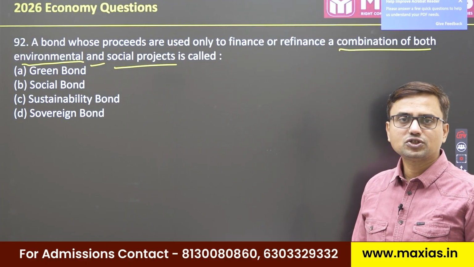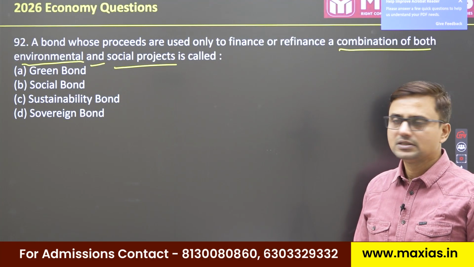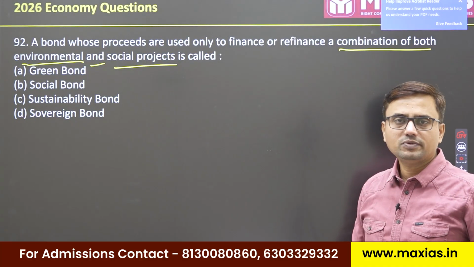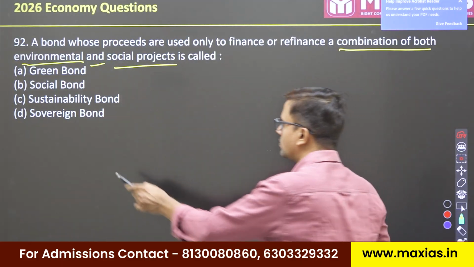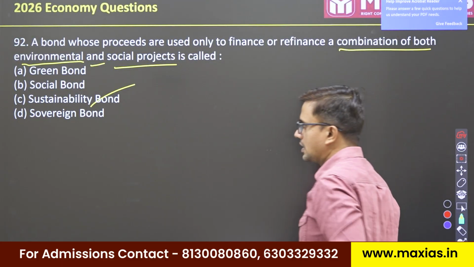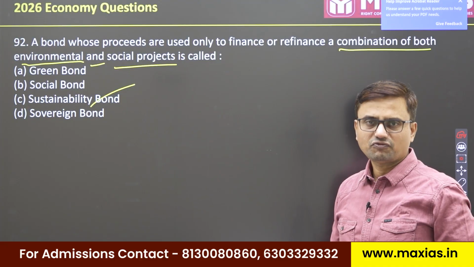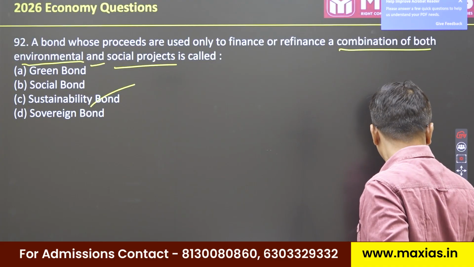Sovereign bonds means issued by the government. So here it is a combination of environmental and social projects. So the answer should be sustainable bonds. Anything tough here? Very simple.